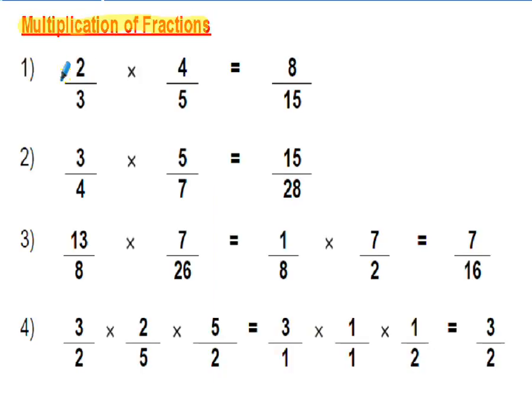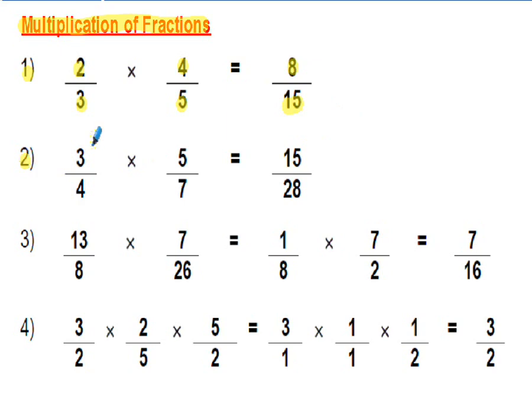Multiplication of fractions. Question 1. We're asked to multiply 2/3 by 4/5. With multiplication, the first thing we try and do is look for simplification by cancelling down where that's appropriate in the problem. If we cannot cancel down, then all we do in multiplication is multiply the numerators together. So in this case, that's 2 multiplied by 4 is 8, and multiply denominators together. That's 3 multiplied by 5 is 15.